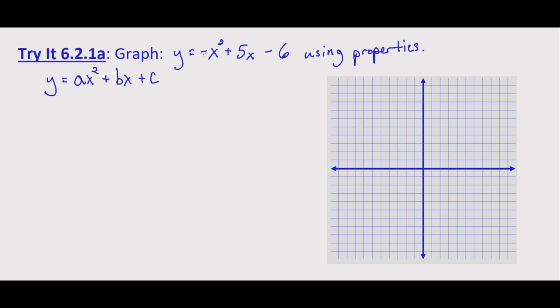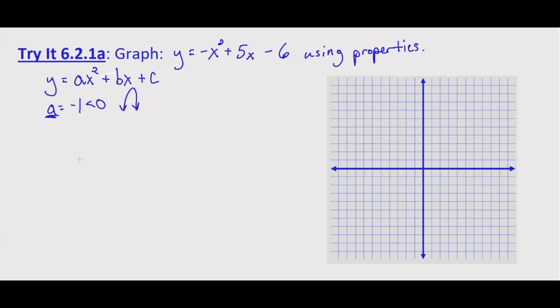First off, what's our leading coefficient here? What is a? Well, we know that a equals -1. Since -1 is less than 0, that means that we know the parabola opens down. It's going to have a vertex that is a maximum. Now, what else does this tell us? So first off, we look at the leading coefficient.